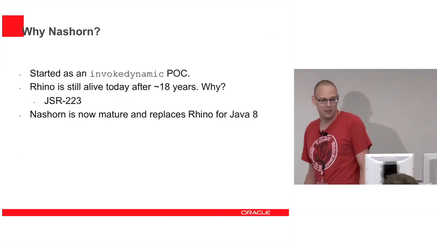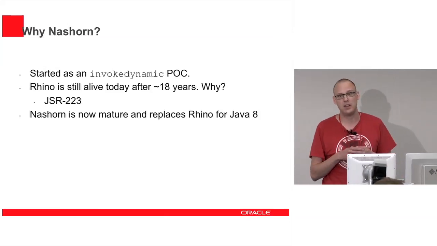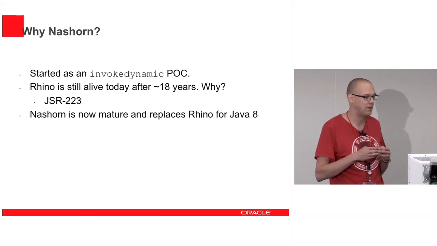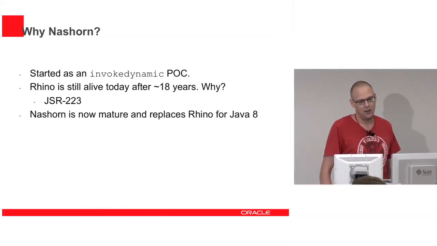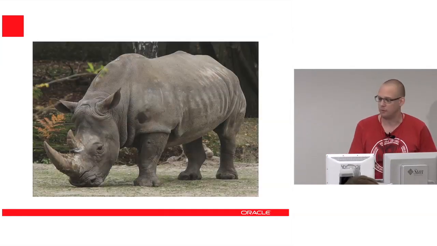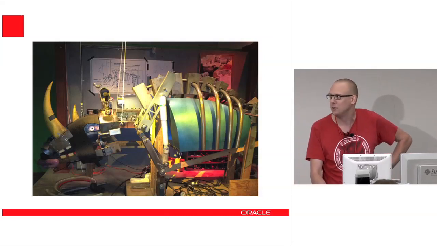So it started as an invokedynamic proof of concept in-house, basically, and it can be productized as people 18 years later are still using Rhino for the javax.script abilities to get at the bytecode underneath the skin, or the JDK underneath the skin, rather. And Nashorn is now replacing Rhino for Java 8, so we try to illustrate it by going from this slow old beast to this more scientific hybrid thingy.